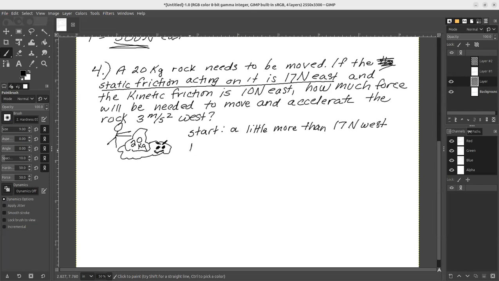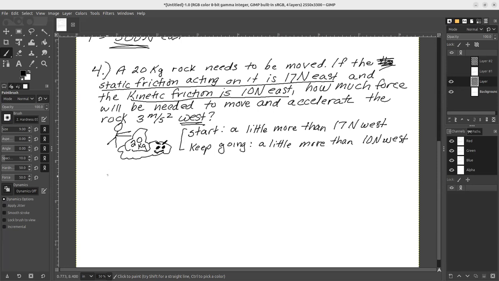Okay, then to keep it going, we need to fight that kinetic friction. And the kinetic friction is 10 newtons east. So we'll need just a little more than 10 newtons west. Remember, because we're accelerating, we want to move it west. So this is how many newtons it's going to take to fight friction.